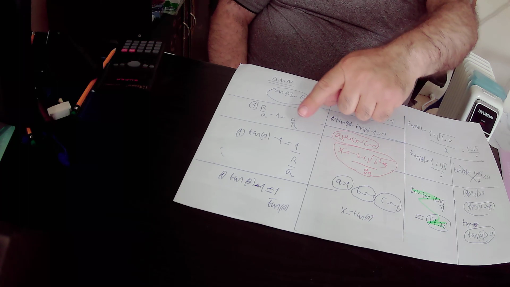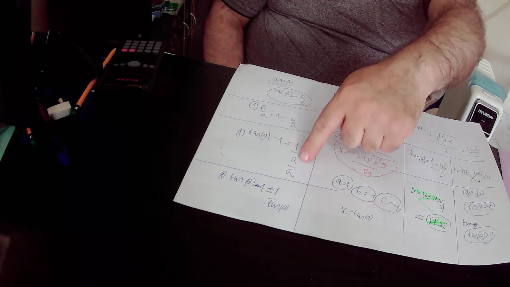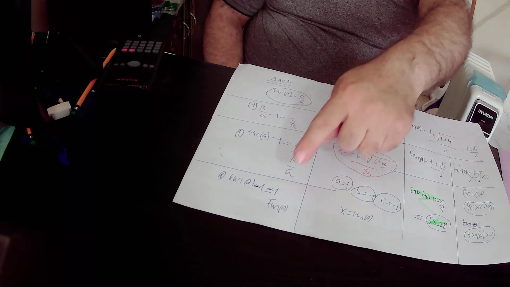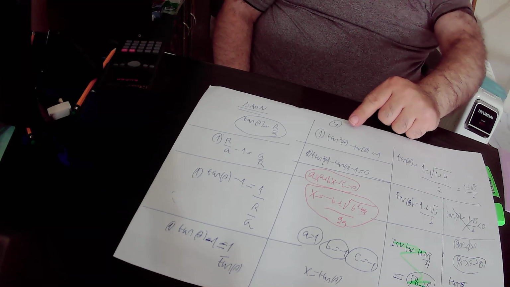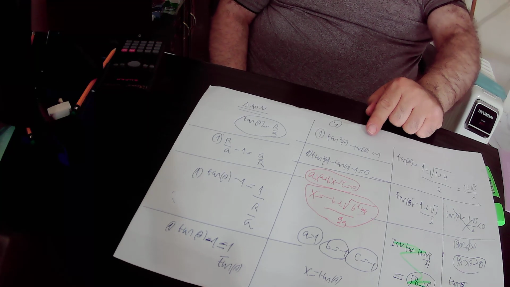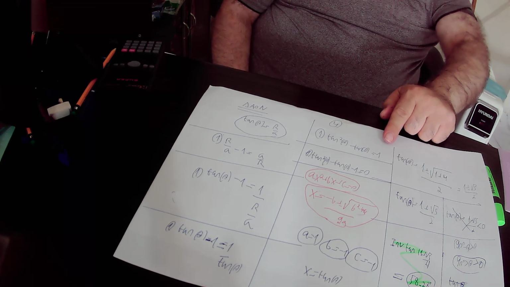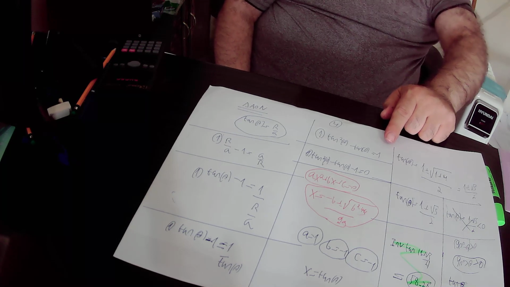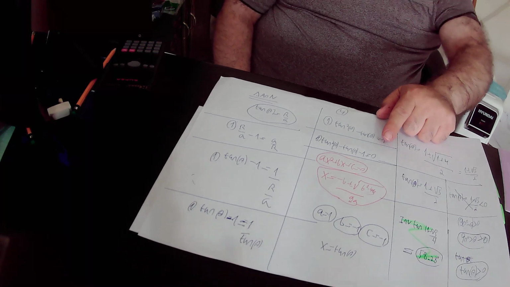We got that tangent theta minus 1 equals 1 over tangent theta. We multiply the equation by tangent theta: tangent theta times tangent theta is tangent squared theta, and tangent theta times minus 1 is minus tangent theta, which equals 1. We subtracted 1 and got tangent squared theta minus tangent theta minus 1 equals 0.